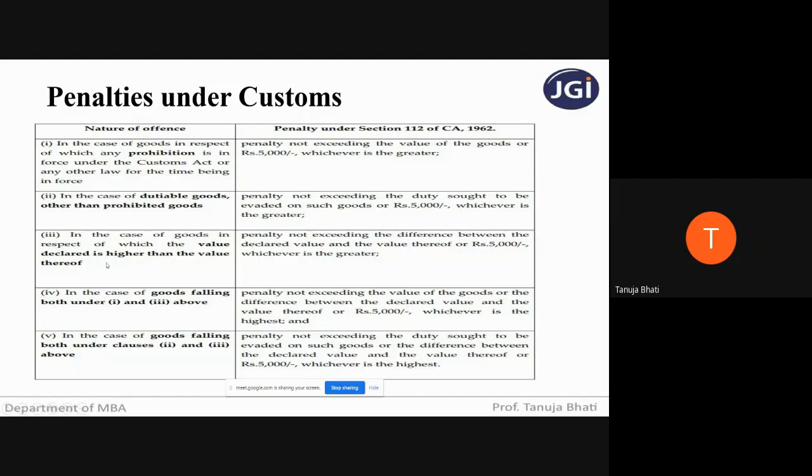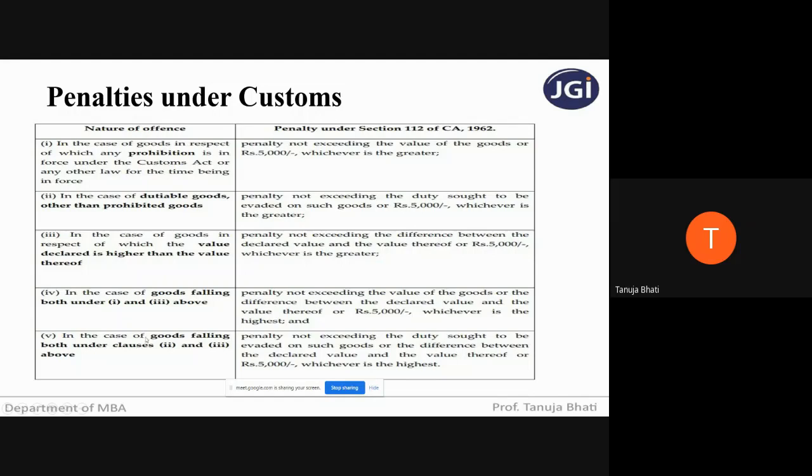The fourth kind of offense is in the case of goods falling both under 1 and 3 above. So the penalty should not exceed the value of the goods or the difference between the declared value and the value thereof, or rupees 5,000, whichever is higher. So whichever is higher will be the penalty charged in case it is goods falling under 1 and 3 above. Suppose they are importing prohibited goods as well as declaring a value which is higher than the value thereof, then the penalty will be the difference between that value or rupees 5,000, whichever is highest.